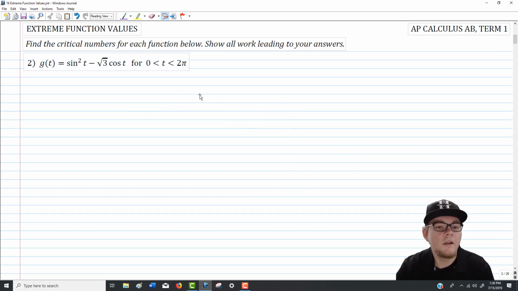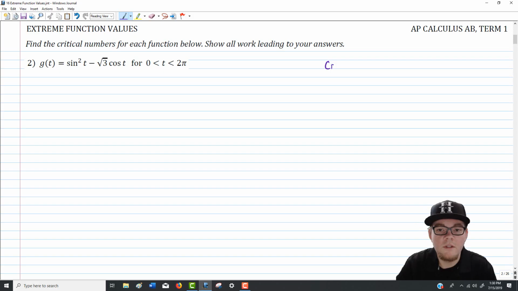Okay, the first question we are going to attack is question number 2 from the first section of the assignment. In the instructions there for number 2, we are directed to find the critical numbers for each function and to show all work leading to our answer. So it's an important thing to note first what the definition of critical numbers is, especially for me because I've used an incorrect critical numbers definition in the past, which just kind of causes some ambiguity sometimes.